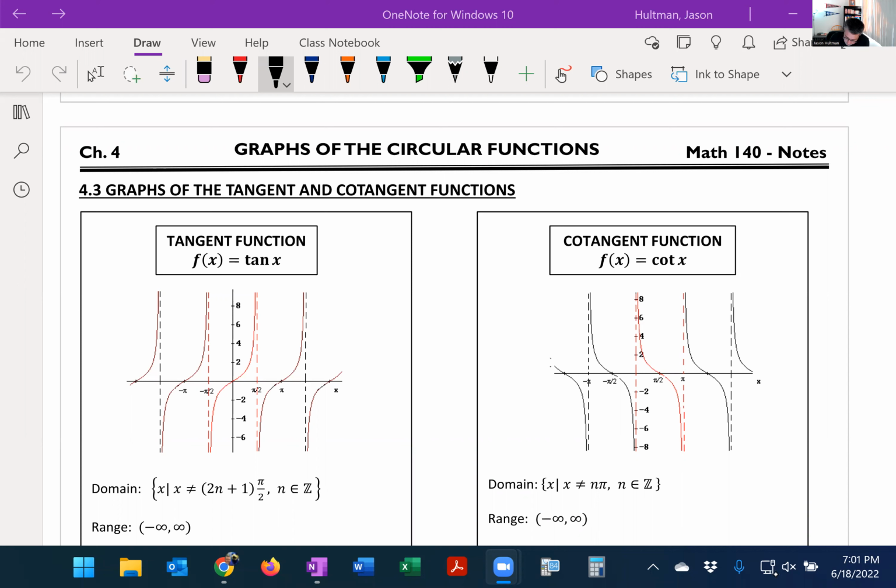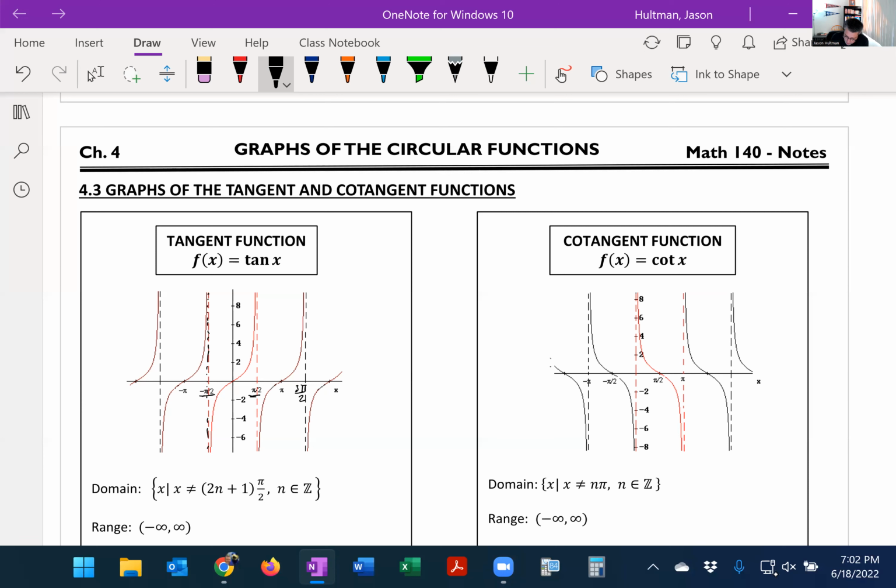For the tangent function, we have these things called asymptotes, and they occur at negative pi over 2, and any subsequent odd number pi over 2, like 3 pi over 2, 5 pi over 2. So this one over here is at 3 pi over 2, 5 pi over 2, and so on. Okay, and it just repeats.